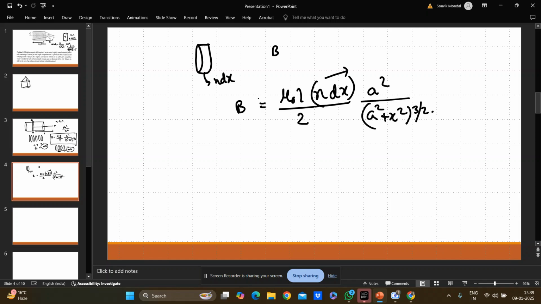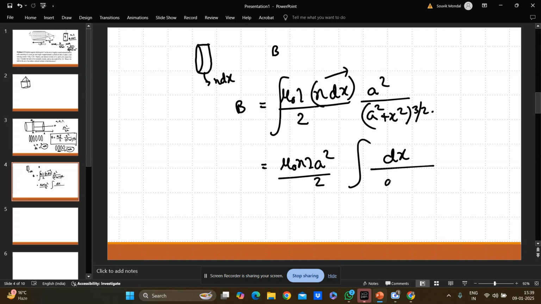Okay, so this is due to the n dx rings. Now what is the total? We have to integrate it simply. Okay, so it is mu naught n I a square by 2 integral of dx over (a square plus x square) to the power 3 by 2. Now let's see, they have given it in terms of theta.